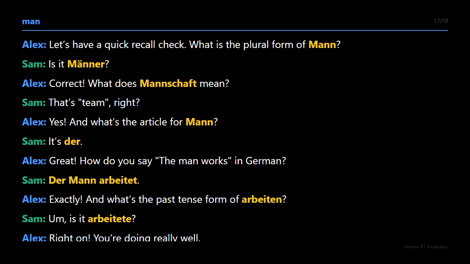Great. How do you say the man works in German? Der Mann arbeitet. Exactly. And what's the past tense form of arbeiten? Is it arbeitete? Right on. You're doing really well.